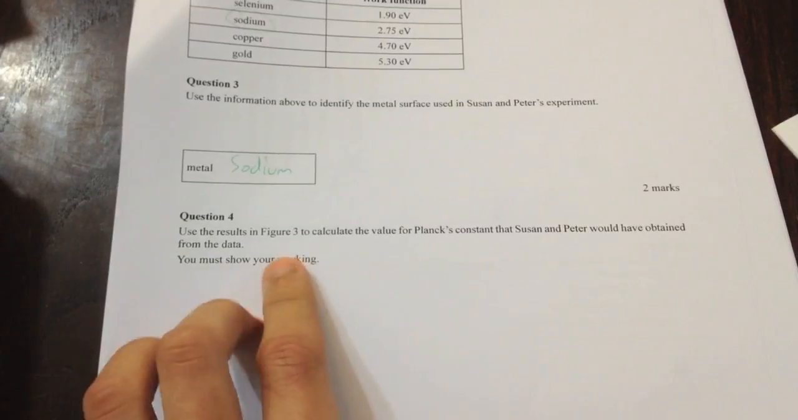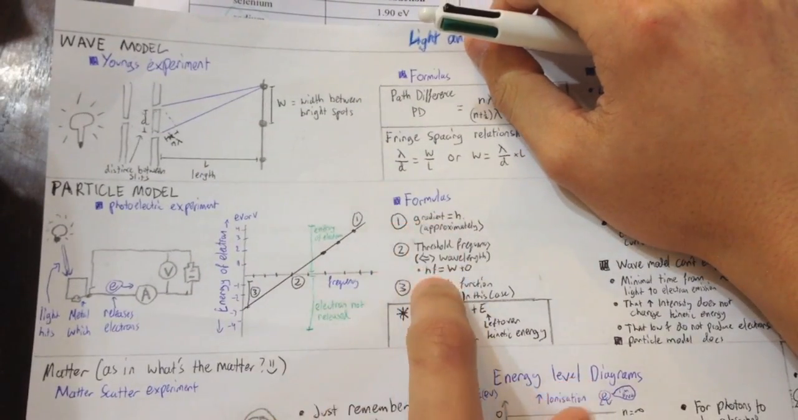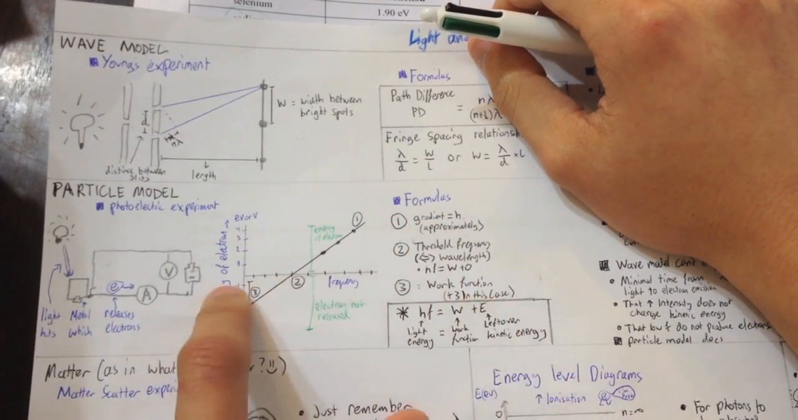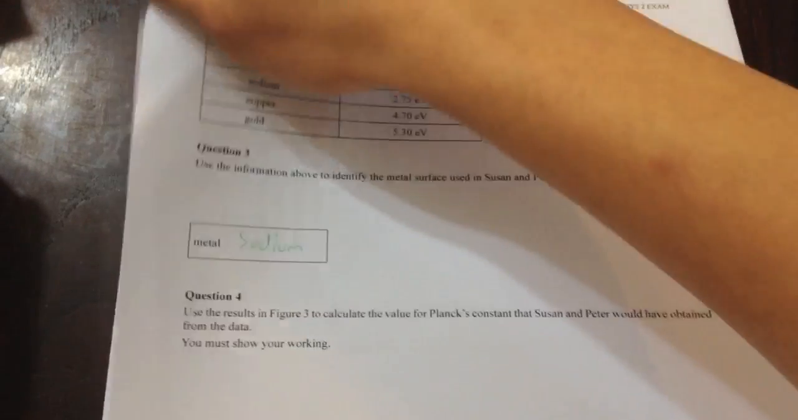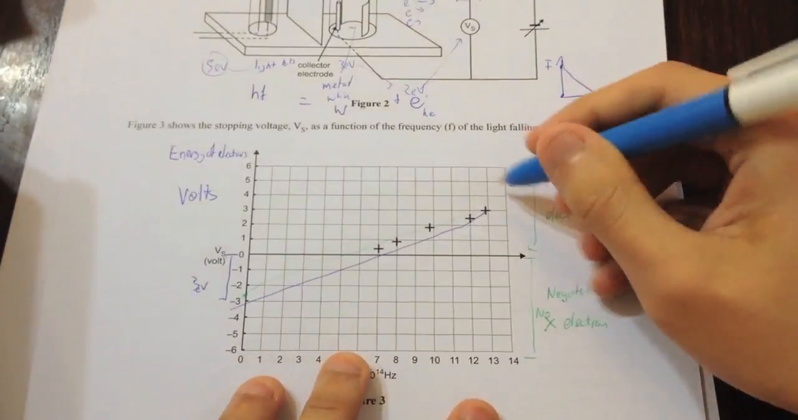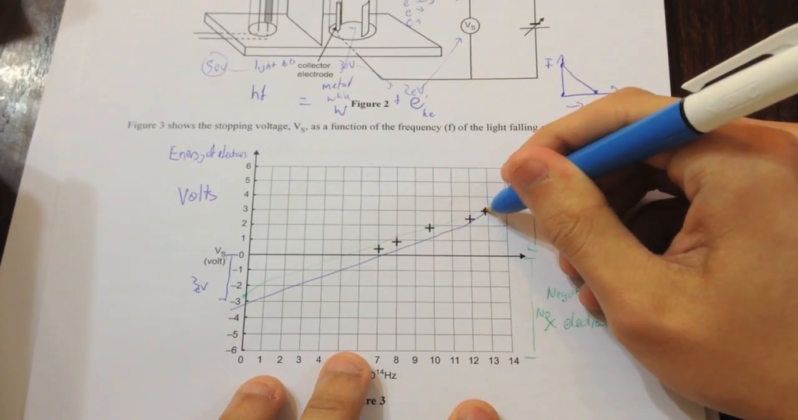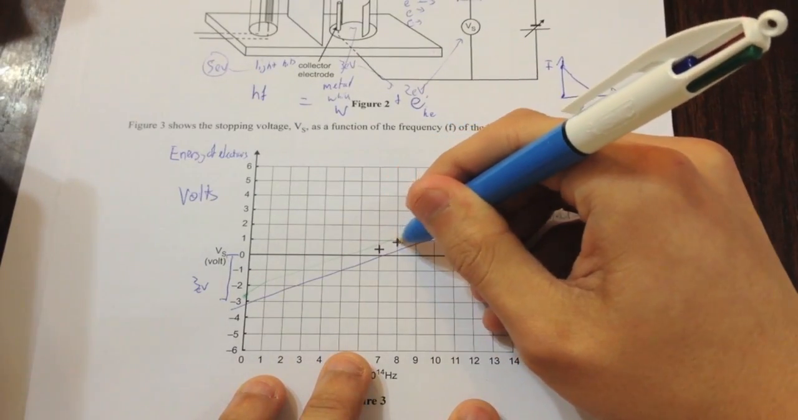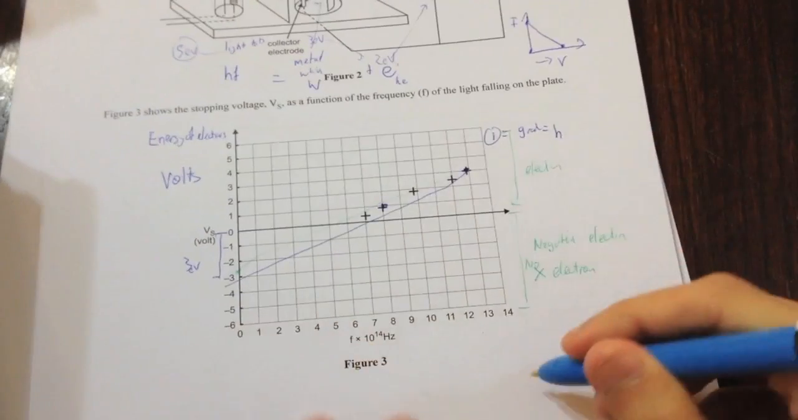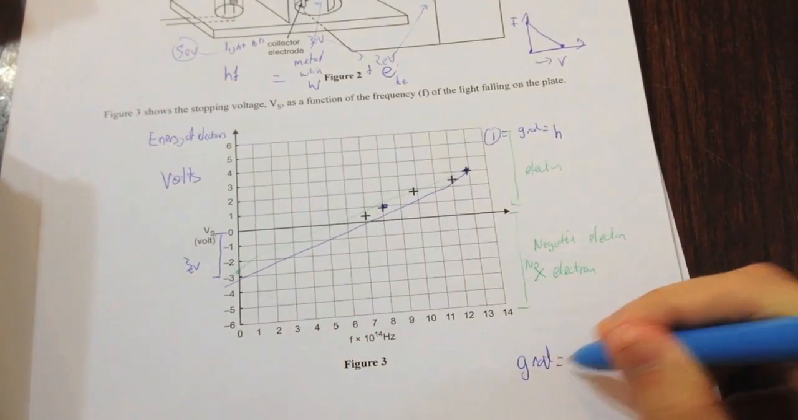Okay. Next, use the results to calculate Planck's constant. Just as I said, they're only going to use these 3 things. That one was the work function. Now they're going to find the gradient. So how do you find the gradient? To find the gradient, you need 2 points. Let's choose these 2 points because they're easier. Because remember, gradient equals rise over run.